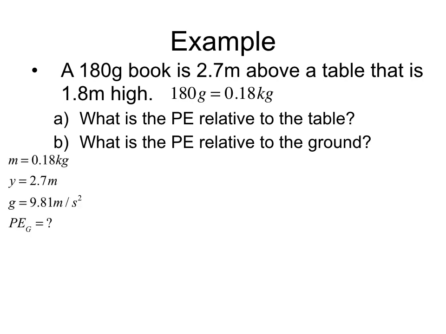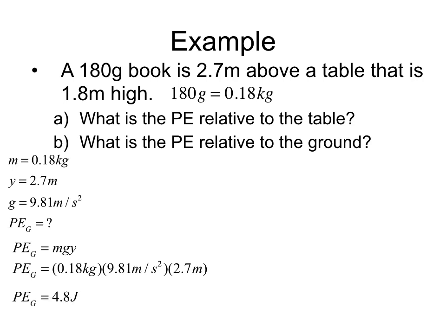Writing out what we have, our mass is 0.18 kilograms. Our y for part 1 is 2.7 meters because we're just 2.7 meters above the table. Our lowest point will be the table. Our gravity is 9.81 meters per second squared, and we're looking for potential energy, which our formula for it is mgy. Substitute in our equation, and we have a potential energy relative to the table of 4.8 joules.